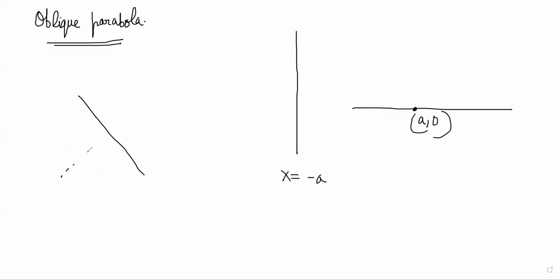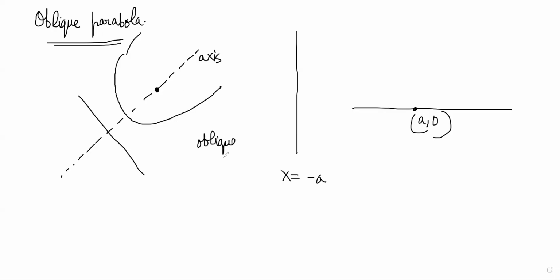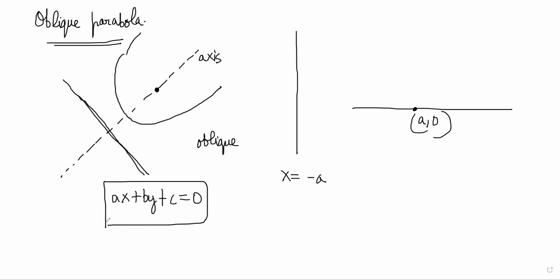In which case the axis would be like this, and the focus would be somewhere here, let's say, and the parabola could be like this, right? So this is the type of situation where you call it an oblique parabola. Here the directrix is not a vertical line, it is a general line. It could be written with any equation. You could write it as ax plus by plus c is equal to 0 or something like this, right?